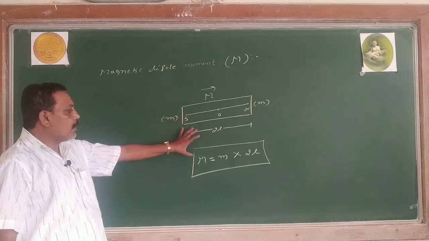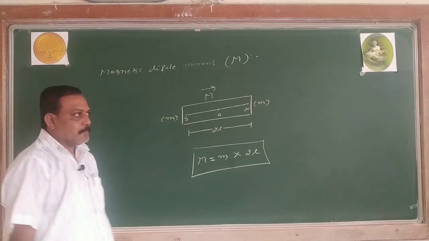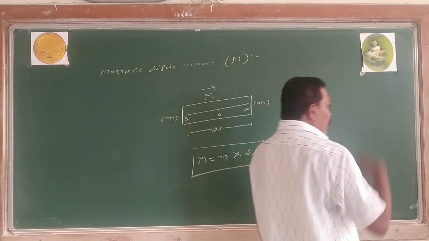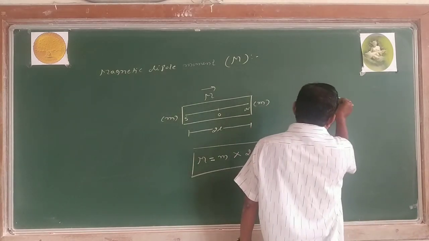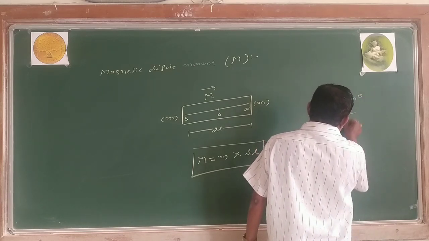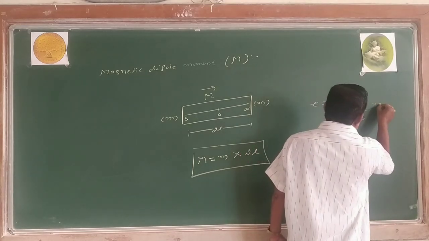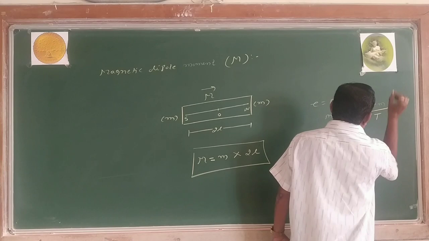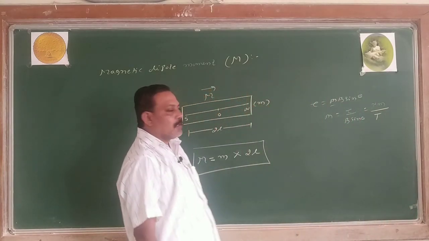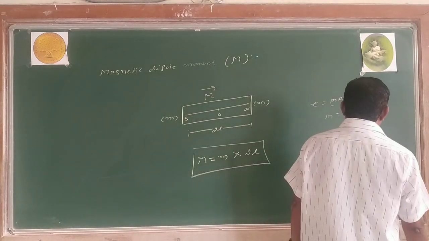Now, this is the magnetic dipole moment. Then what is its SI unit? When you come across the torque, tau equals mB sin theta, m equals tau by B sin theta. Torque tau is in Newton meter, B is in Tesla. Torque is nothing but Newton meter, so B is Tesla, giving Newton meter per Tesla.